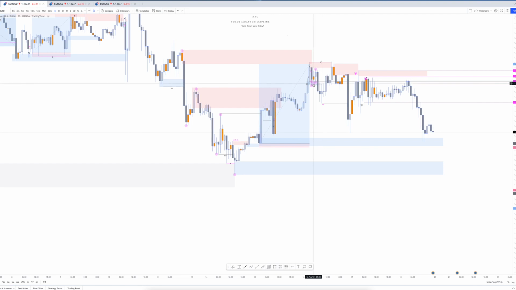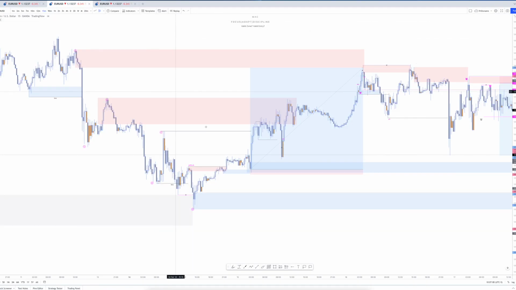Let's actually get rid of some of this here. There we go. Perfect. All right. So let's go down to the M15 and let's look to see what price is doing.